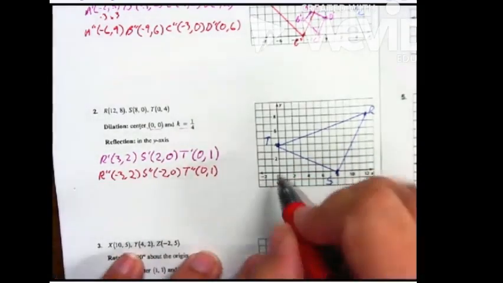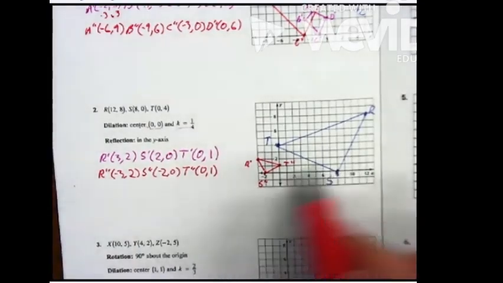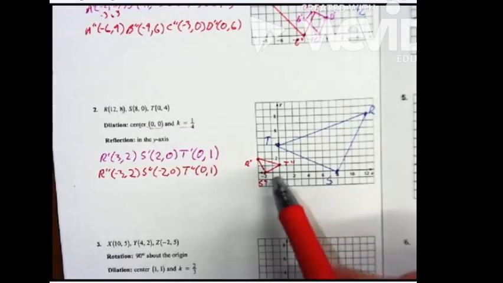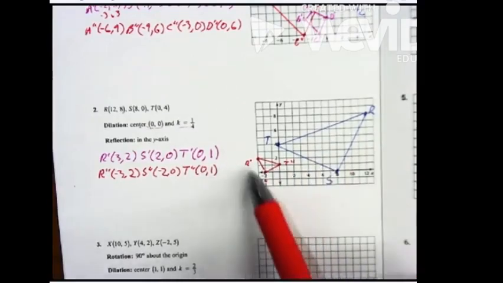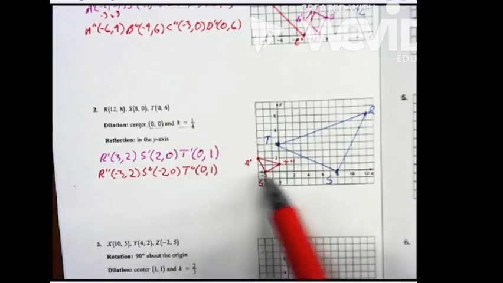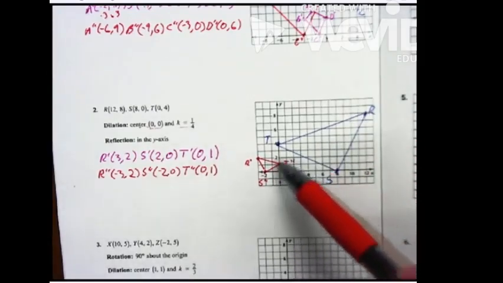Let's plot them. And there's my answer. All right. A bit different, right? Because it's facing a different way. It might be a little bit hard to see, but this is still a similar figure. Similarity transformation. R double prime, S double prime, T double prime is similar to RST. Okay, because all we did was a dilation, which changed the size. It would have put it down here, and then we flipped it over the y-axis. So they're still similar figures.